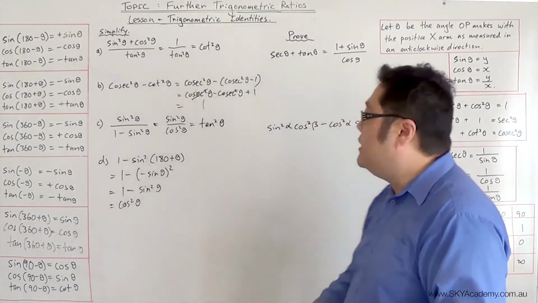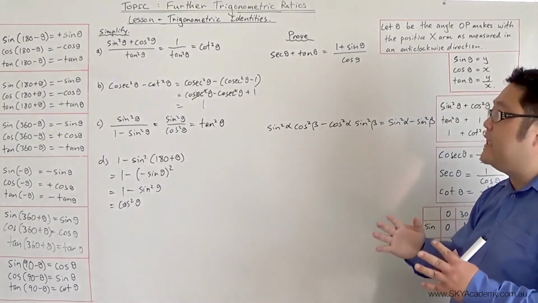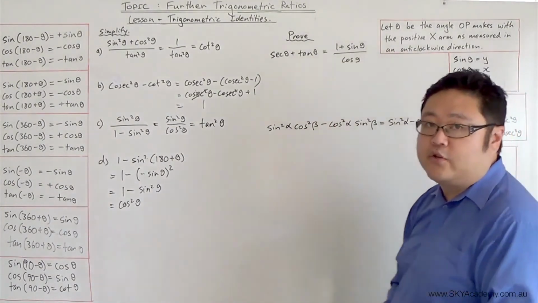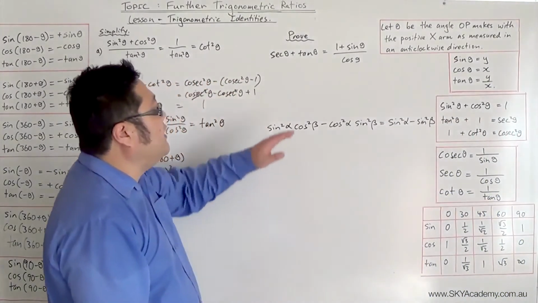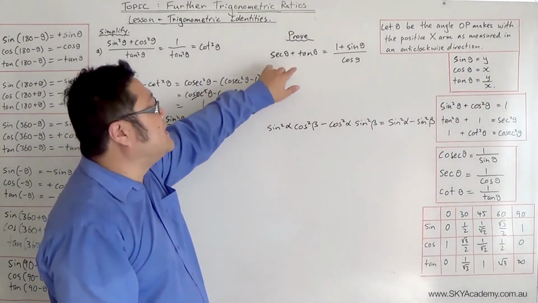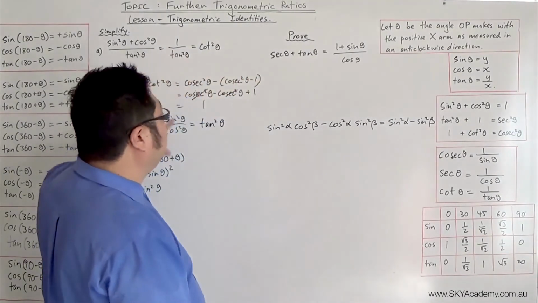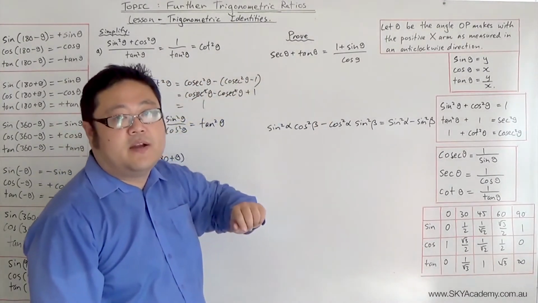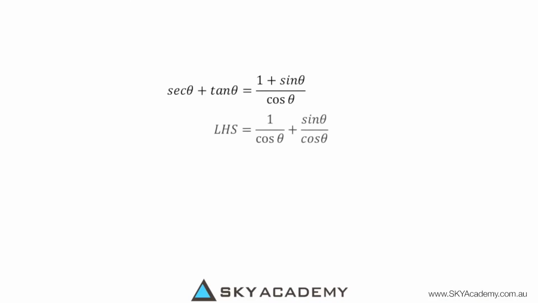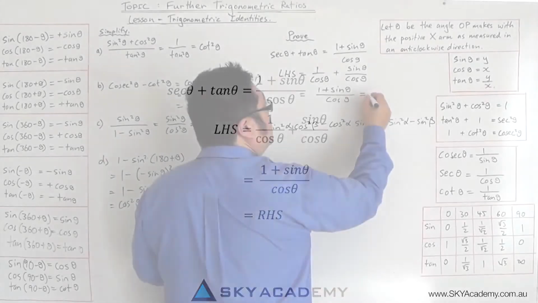Now what we're going to be doing is questions that require trig identities to prove other trig identities. With this one here, we start from the left-hand side and simplify like we did here until we get to the right-hand side. So the left-hand side is equal to sec theta plus tan theta. Now sec theta is 1 on cos, tan theta is sine on cos, which is just equal to 1 plus sine theta on cosine theta. Yes? Now, that's actually equal to the right-hand side.